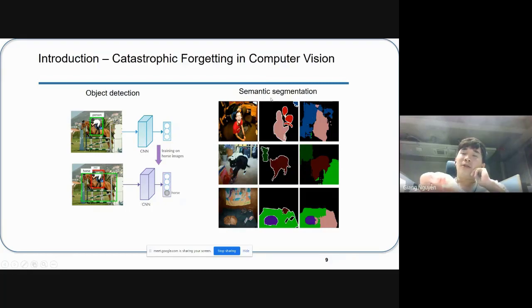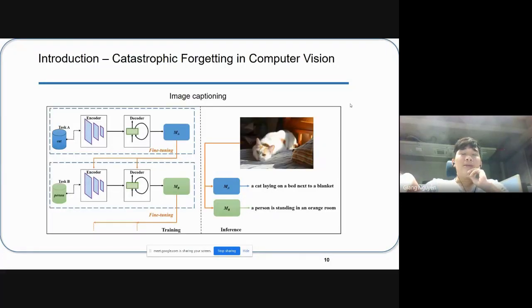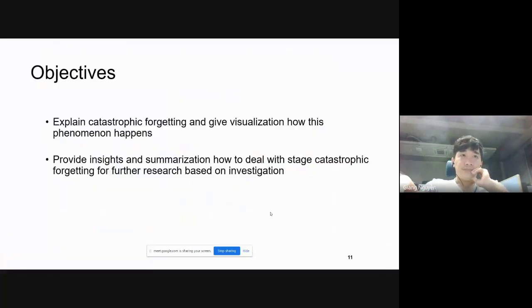Also in semantic segmentation, I got this from Umberto Michieli. Again, when we just use fine-tuning, the segmentation performance is disastrously degraded. And also in image captioning, for example, we have a cat photo. The caption will be a cat laying on a bed next to a blanket. But if we just use fine-tuning, it forgets the cat and the new caption will shift to a person standing in an orange room, which is totally irrelevant.